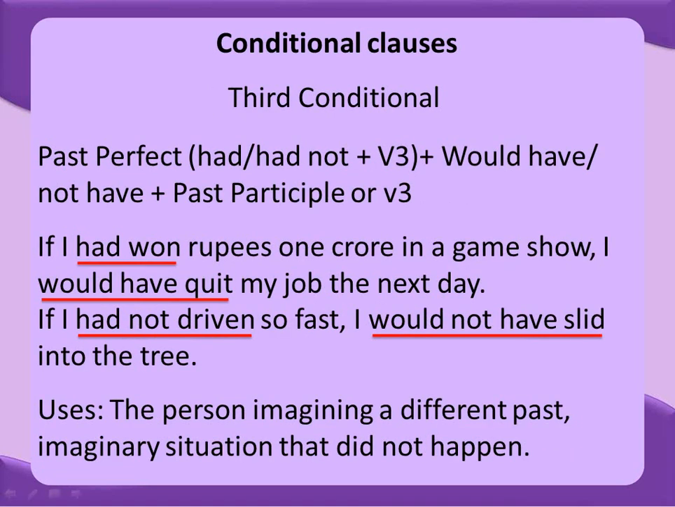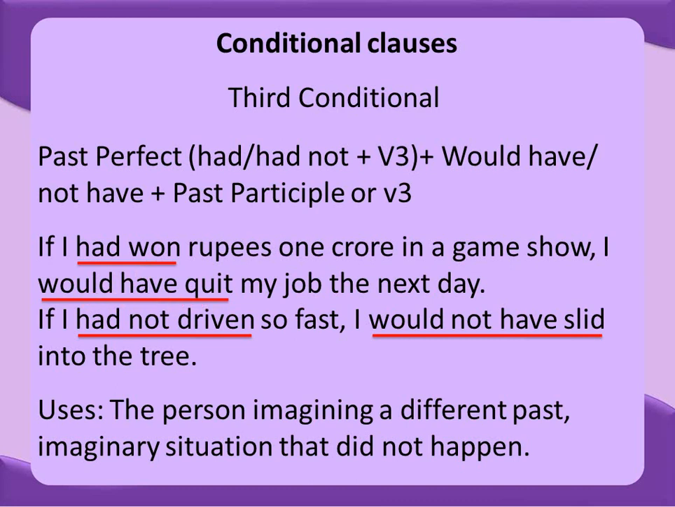In the third conditional clause, in conditions we use the past perfect form of the verb in positive or negative form, that is had or had not plus V3 form of the verb. Whereas in the result clause we use would have or would not have plus past participle, that is V3 form of the verb. Let us see with examples. If I had won, so past perfect form of the verb is used here, had won. If I had won ₹1 crore in a game show, I would have quit my job the next day. So in the result clause we have used would have plus V3 form of quit, that is quit.